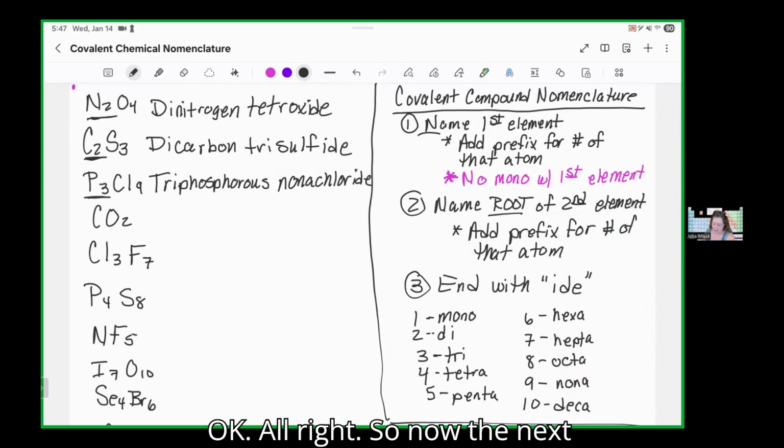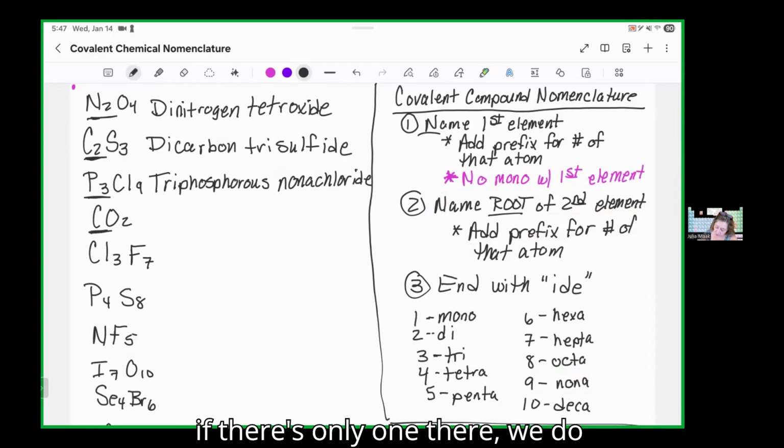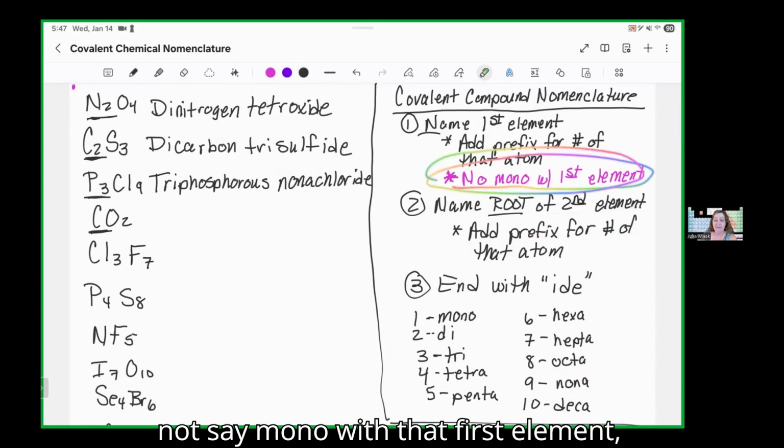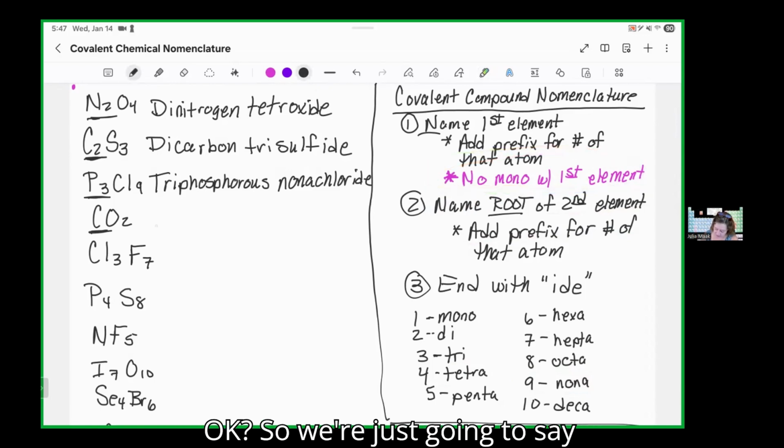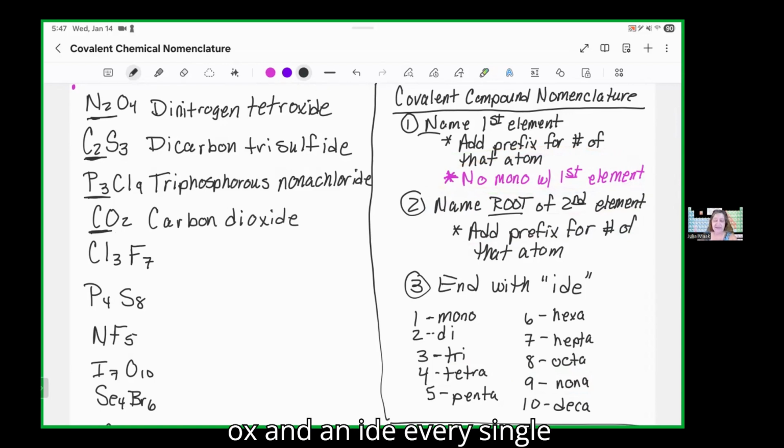Okay, so now the next one down, I have carbon. Now remember, if there's only one there, we do not say mono with that first element. So we're just going to say carbon. And now my second element, ox is the root, and di is the prefix. So I have di, ox, end in ide every single time.